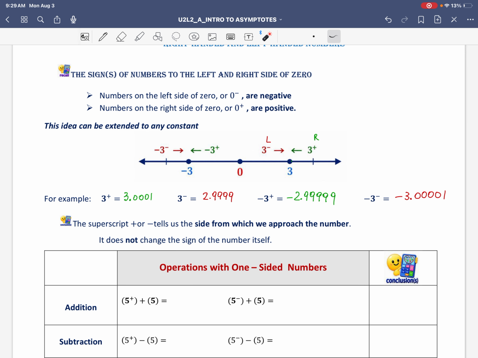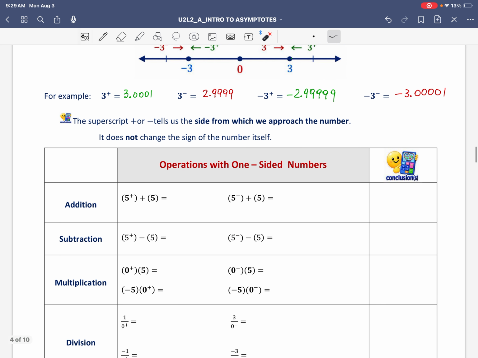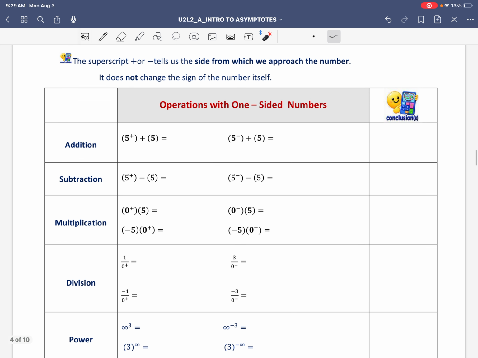Now, why are we studying this? We will be encountering these numbers or operations with these numbers when calculating asymptotes in rational functions. And we're going to have to add, subtract, multiply, divide, or sometimes bring them to each other's power. So let's take a look at how they work.